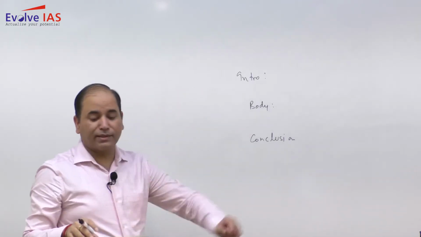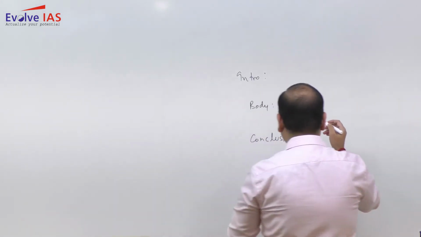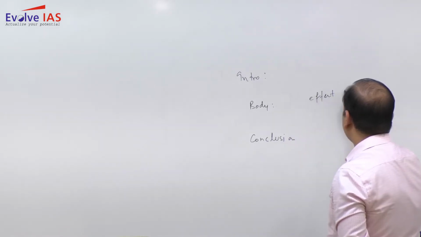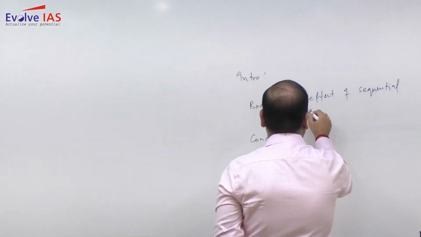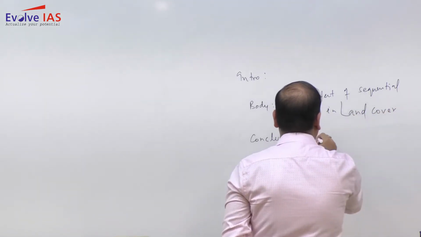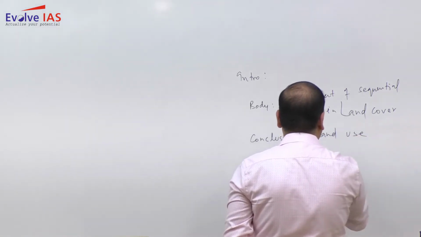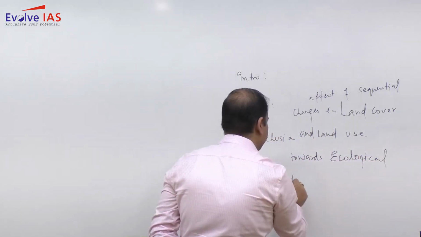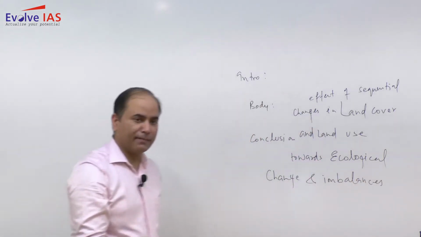Now to answer this question, look at the general structuring. As far as the body is concerned, you are supposed to write about how the sequential changes in land use and land cover have brought the effect of sequential changes in land cover and land use towards ecological changes and imbalances. So very interesting.